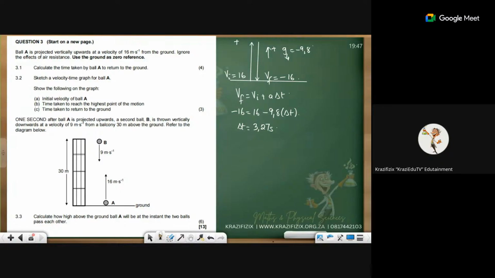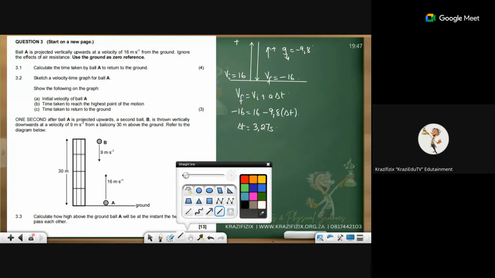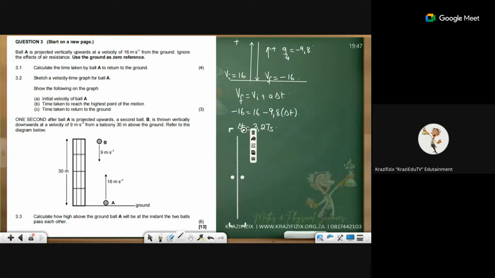Sketch the velocity-time graph. Again, for a velocity-time graph, just write all your velocities. I think I've taught you how to simplify that thing. 0 here. What velocity do I need? I need a positive 16. What is 3.27 divided by 2? 1.635. That's the time. It's halfway. And I'm done with my graph.